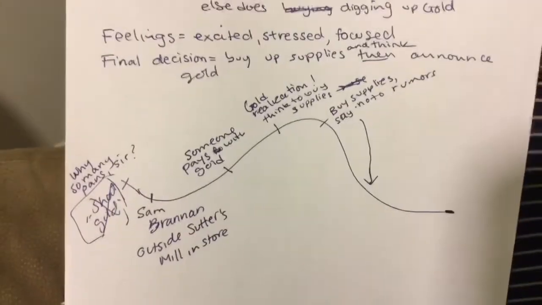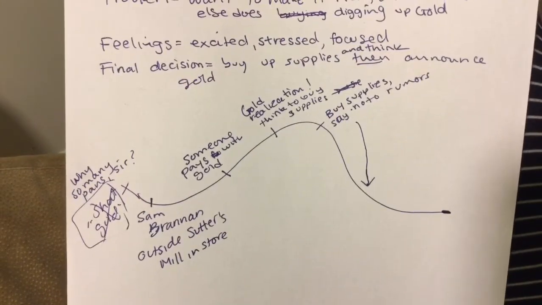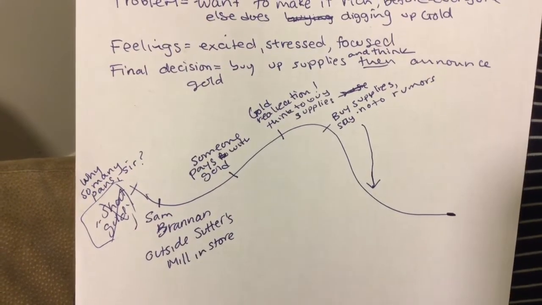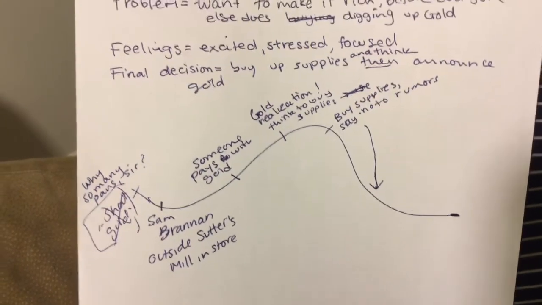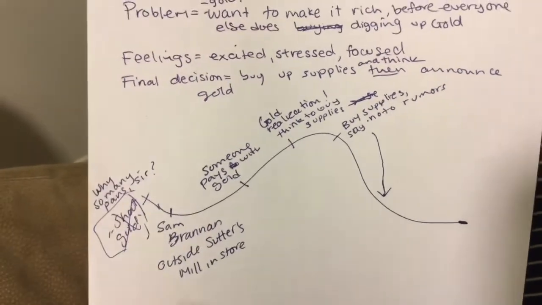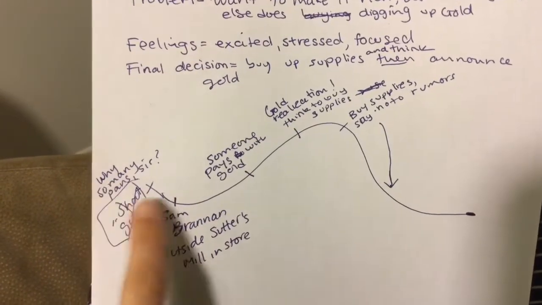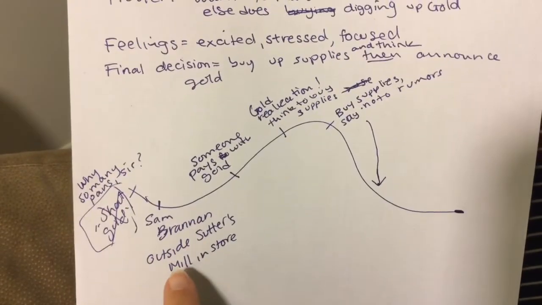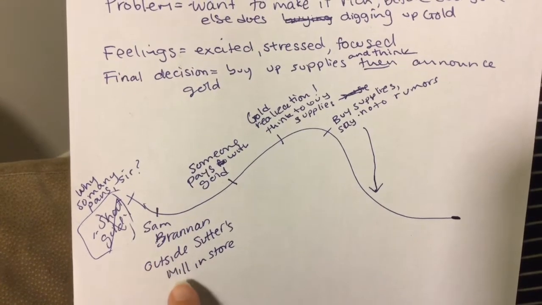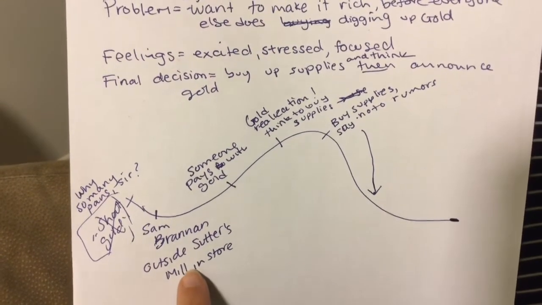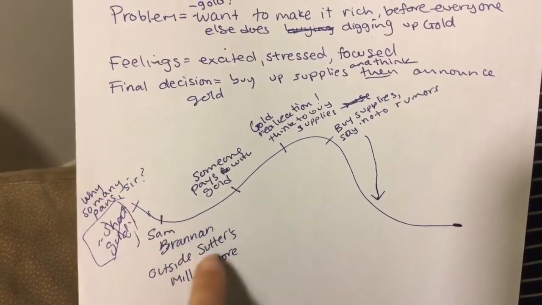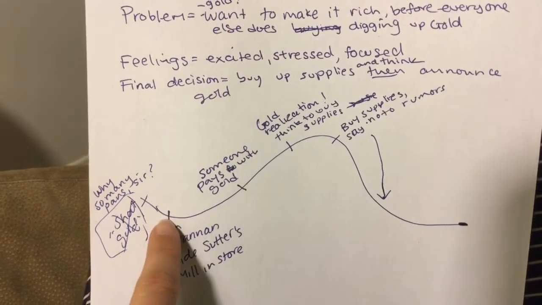What I want everybody to do is a story arc. Remember these from when we did narratives in the beginning of the year? Well, I thought to myself, okay, how do I want this to start? So I'll have it start with Sam Brannan. I'll get to this in a minute. I'll have it with Sam Brannan outside, like in a town outside of Sutter's Mill in his store, okay? So that's the event where there's nothing happening yet. That's why it's on the very bottom of the curve.